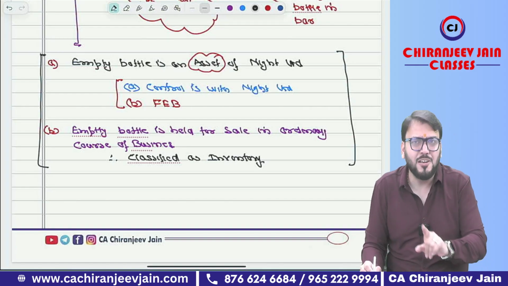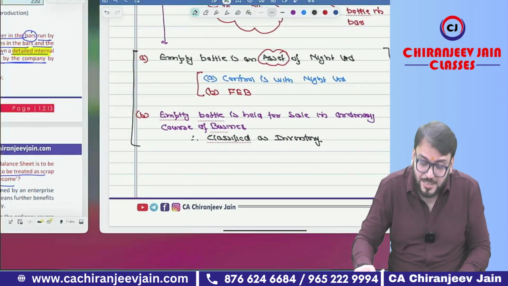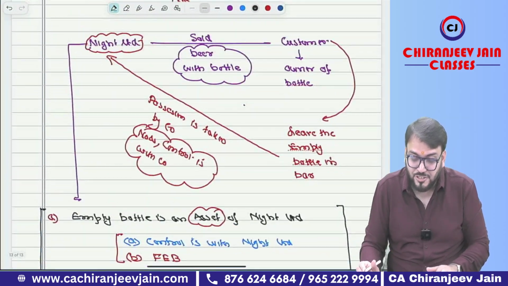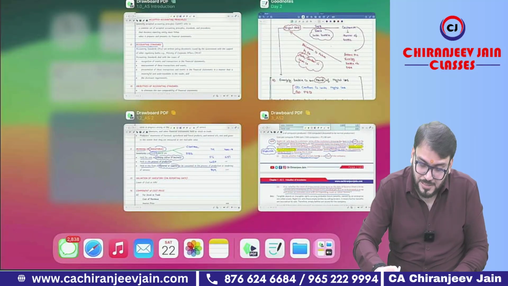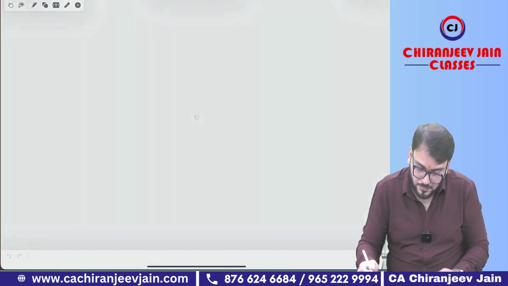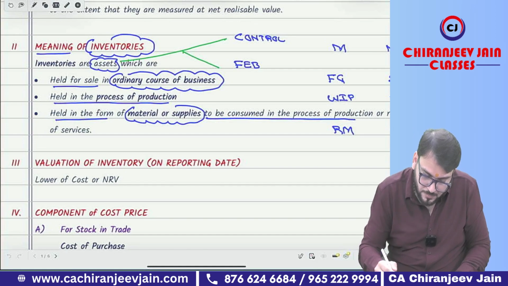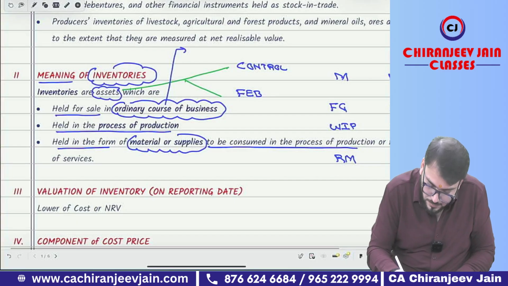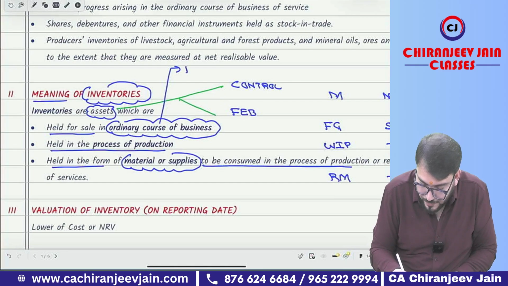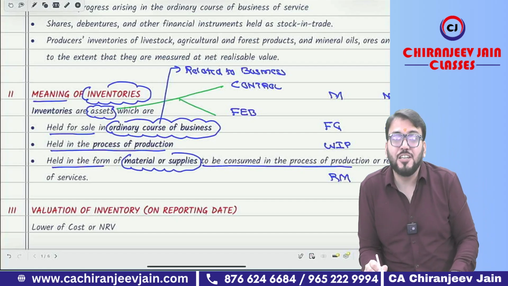Understood? If you have understood the definition, you can write down. Ordinary means it is a part of routine business. Ordinary means, write down, which are related to business.